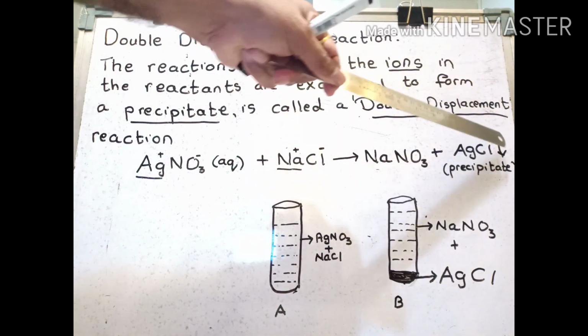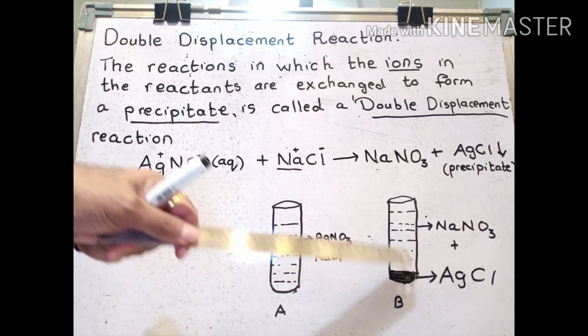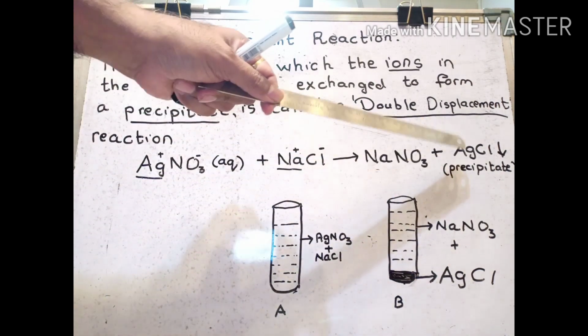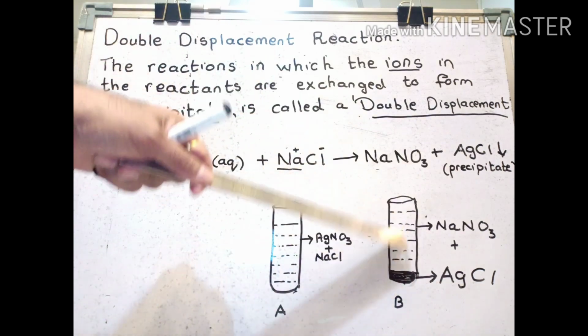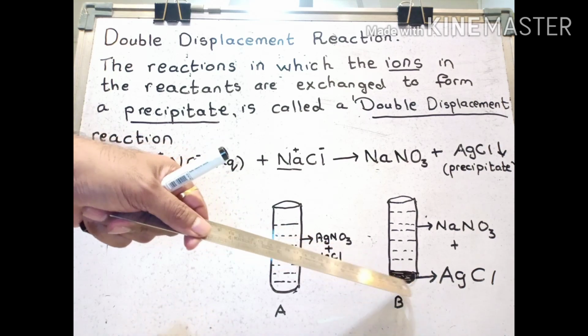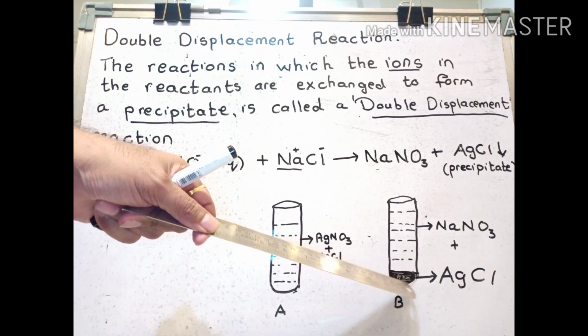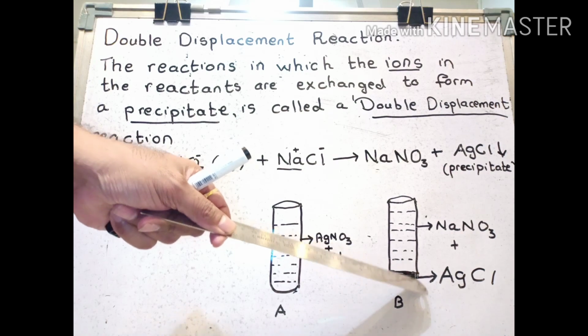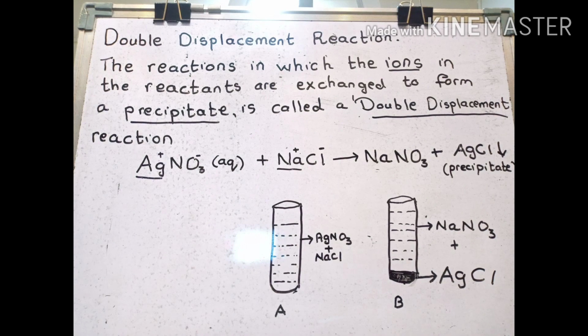This is indicating a precipitate. The precipitate, you can see, is silver chloride. It becomes insoluble in this solution, and because it is insoluble, a whitish color powder, here of course I have drawn it black in order to show you this precipitate, but a whitish color powder of silver chloride is formed. So what happens in a double displacement reaction?